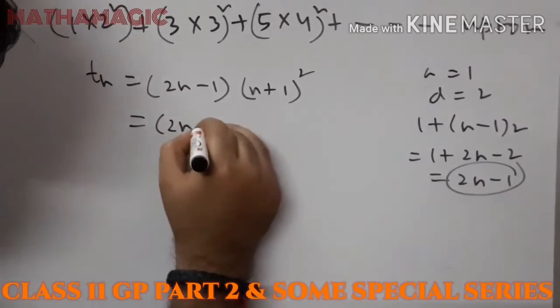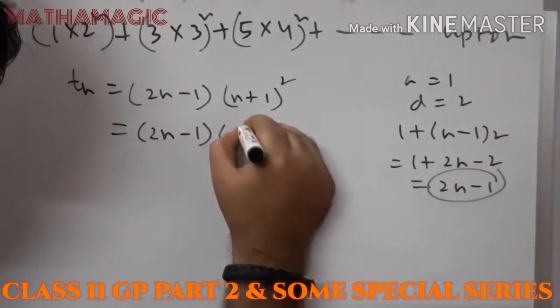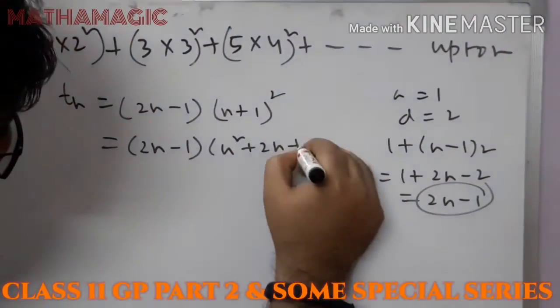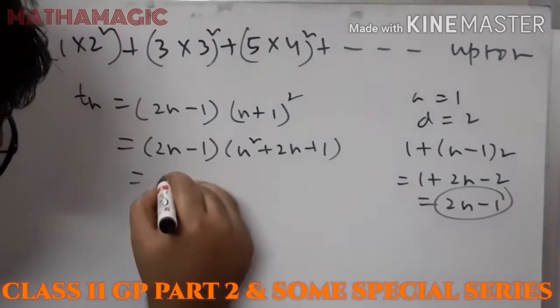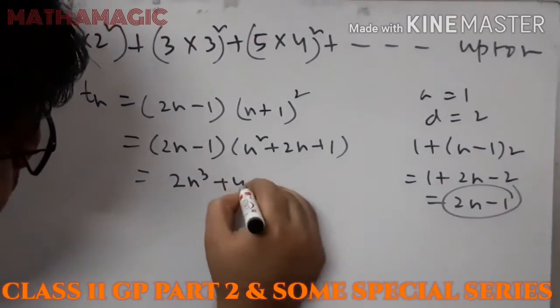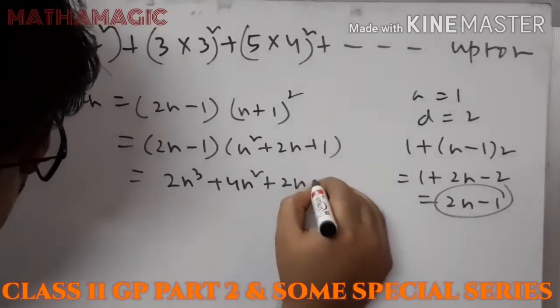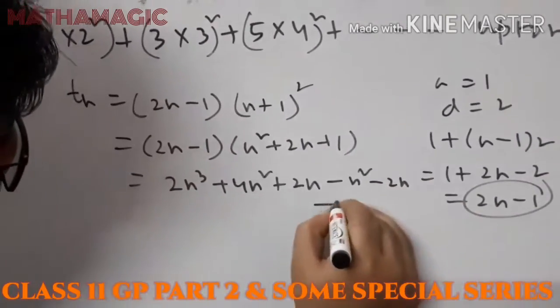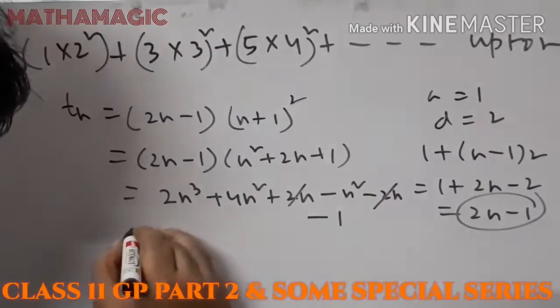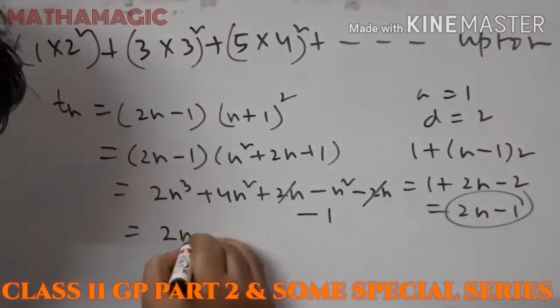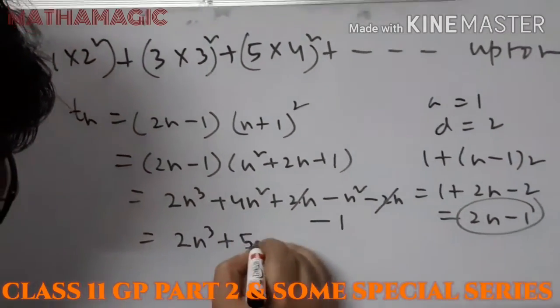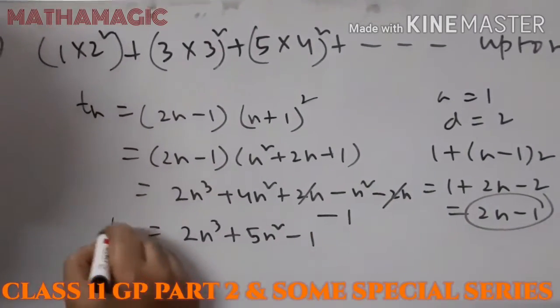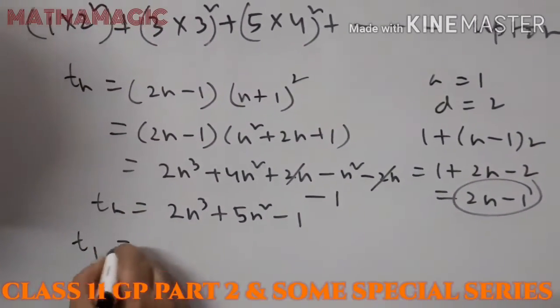Now this is how we can find the nth term. So it will be n square plus 2n plus 1. Just perform the multiplication. So it will be 2n cube plus 4n square plus 2n minus n square minus 2n minus 1. So 2n gets cancelled. So it will be 2n cube plus 5n square minus 1. So it is Tn.